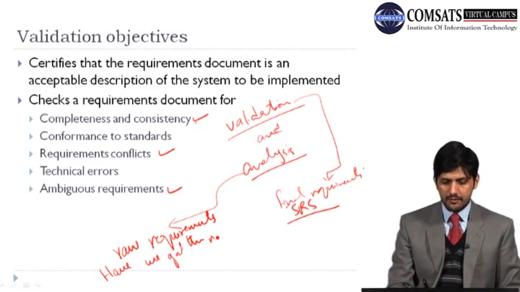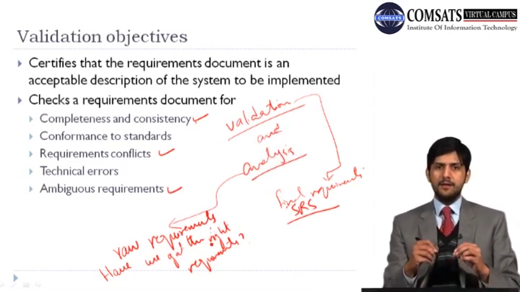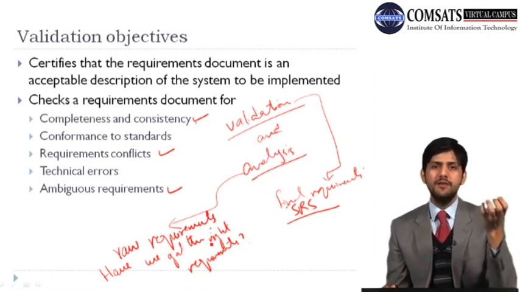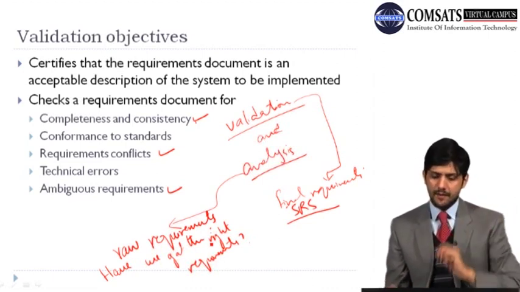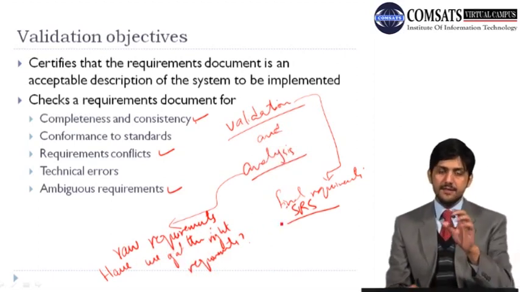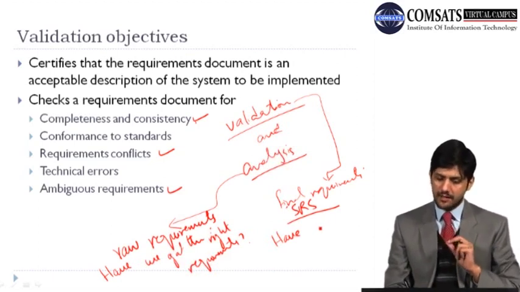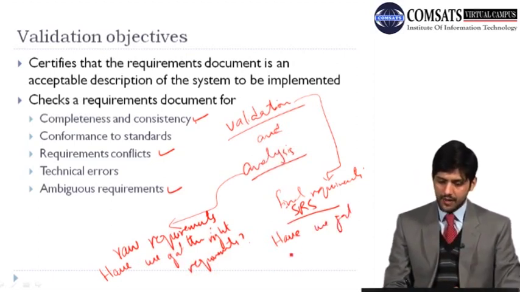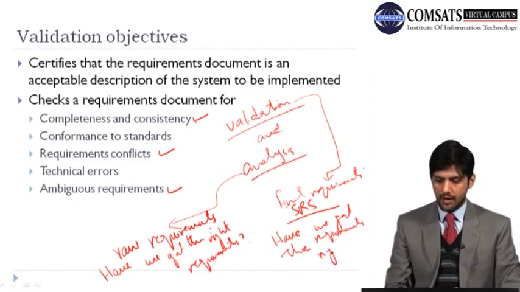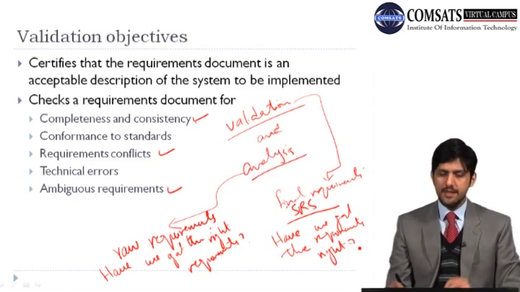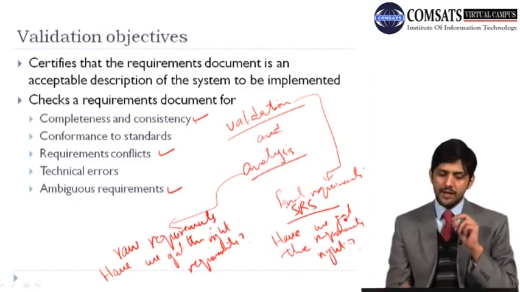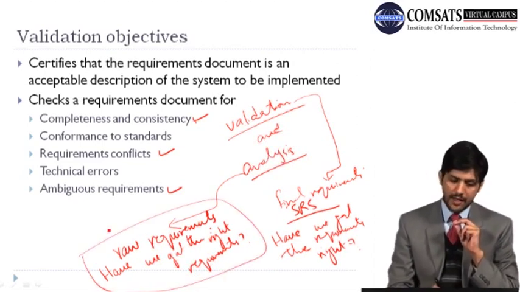And normally it is said that during analysis, the question that we try to answer is: have we got the right requirements? During elicitation, the requirements that we have gathered, have we got the right requirements? And during validation, this is a very subtle difference, what we try to say is: have we got the requirements right? So there is a very small difference. So this is what we do during analysis.